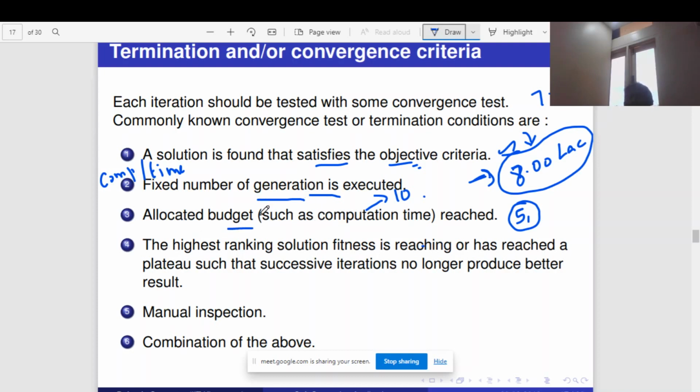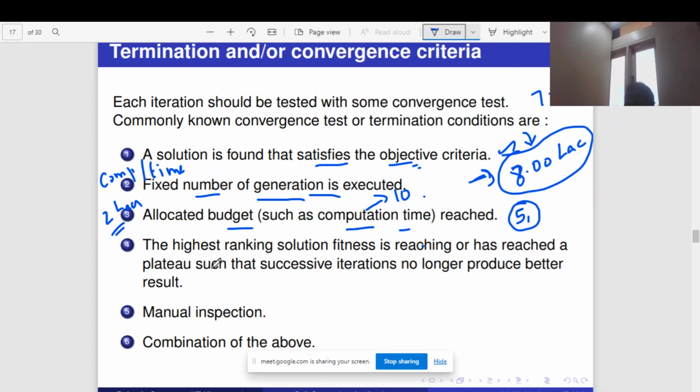Another is the allocated budget, which is computational power or time, whatever it may be. The earlier one is with respect to physical time, and this is with respect to computational budget. When you keep on running the program, there may be some cost incurred for the company. Say if you switch on the server and run it for one day, the cost is 2 lakhs, then there may be a budget for this project. So based on how much you can spend, you will arrive at one solution.